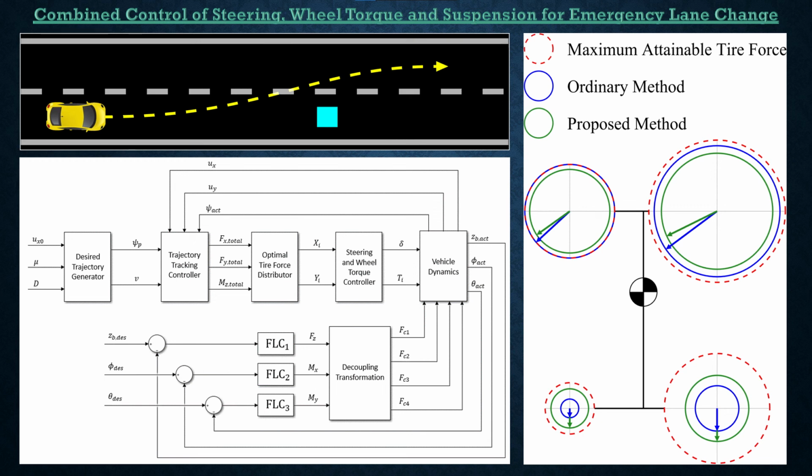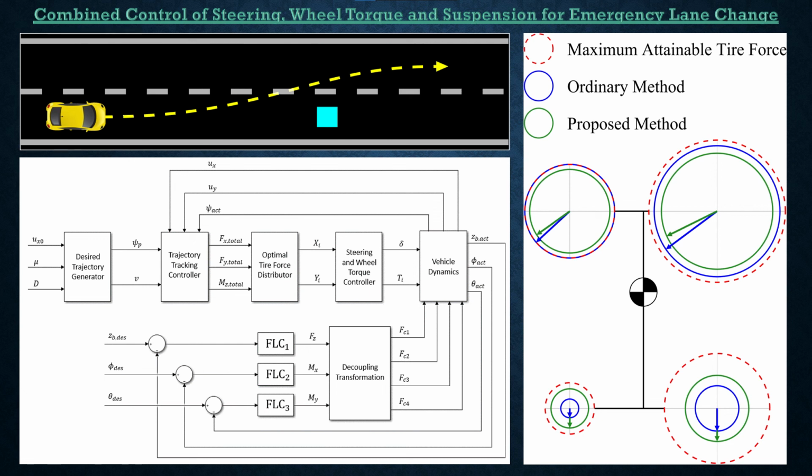Pay attention to the figure on the right. There are 4 centers for the circles, which represents the 4 tires of the vehicle. The top 2 circles represent the front tires while the bottom 2 circles represent the rear tires. The red dashed line circle represents the maximum tire forces that each tire can have at a specific time step.